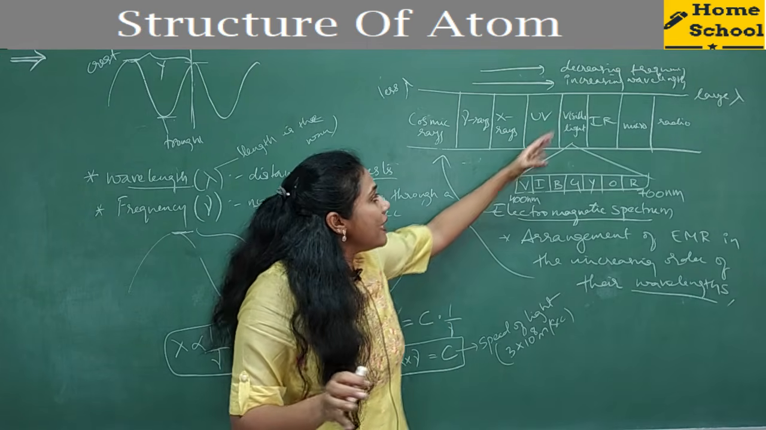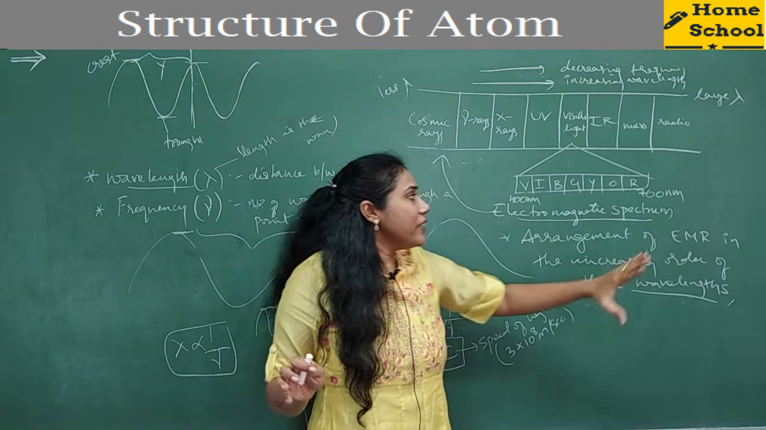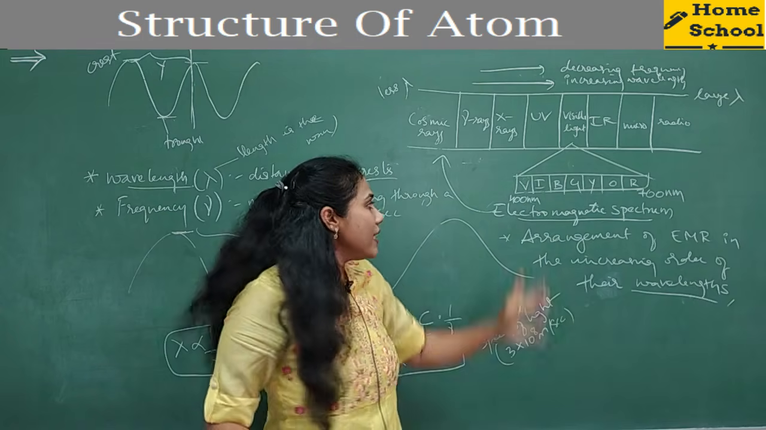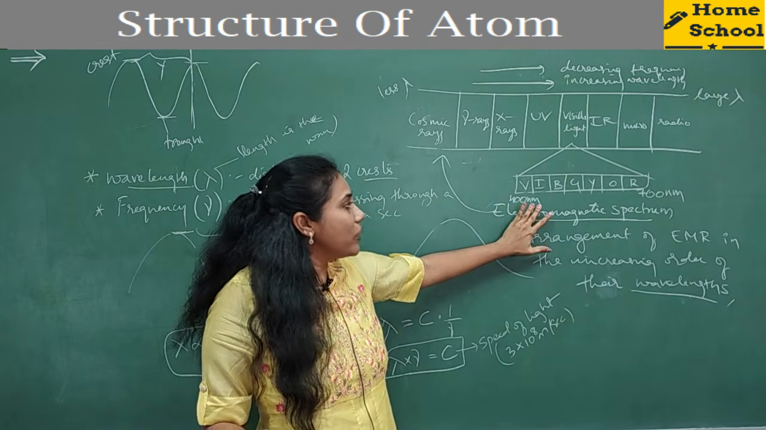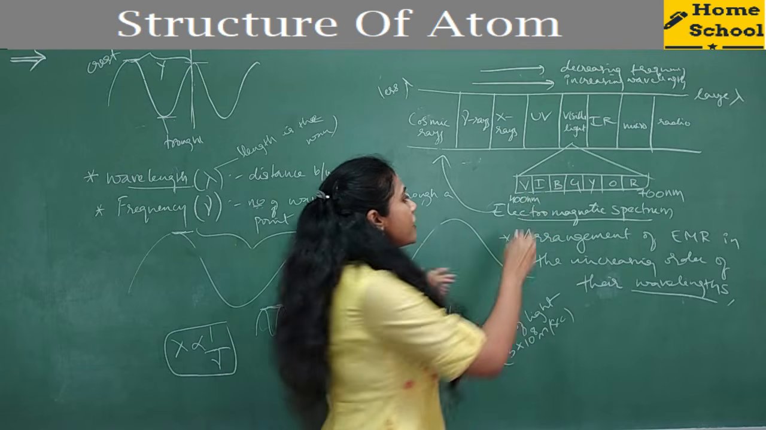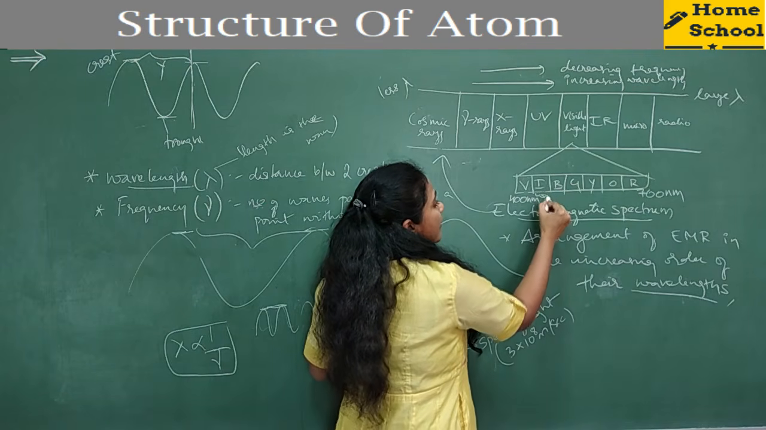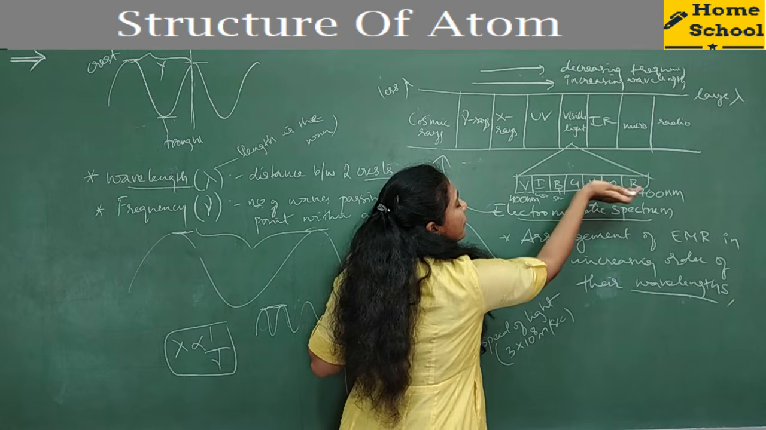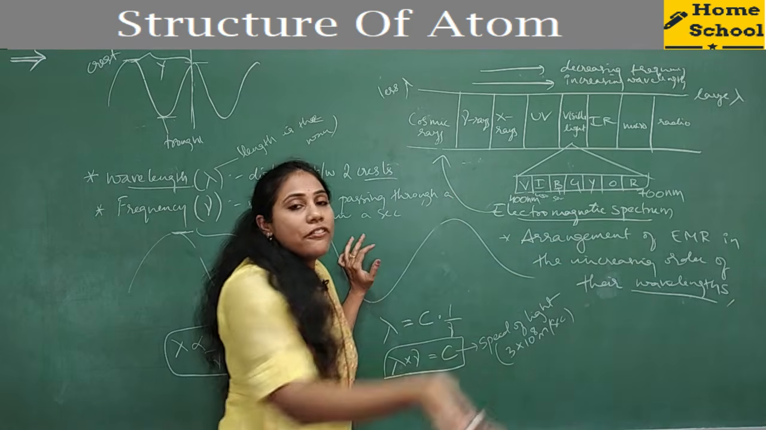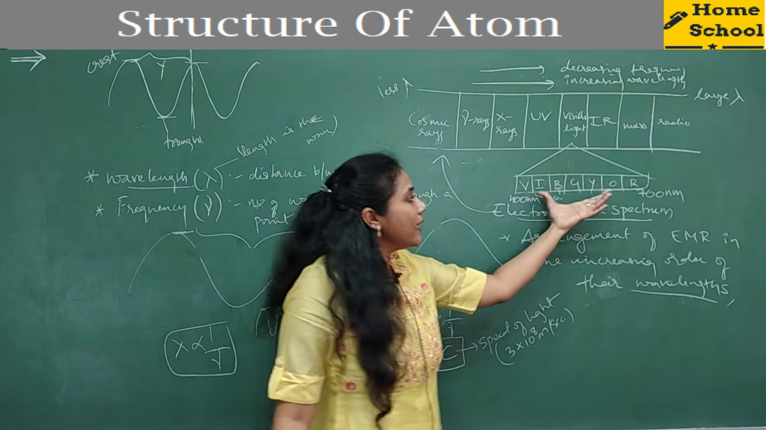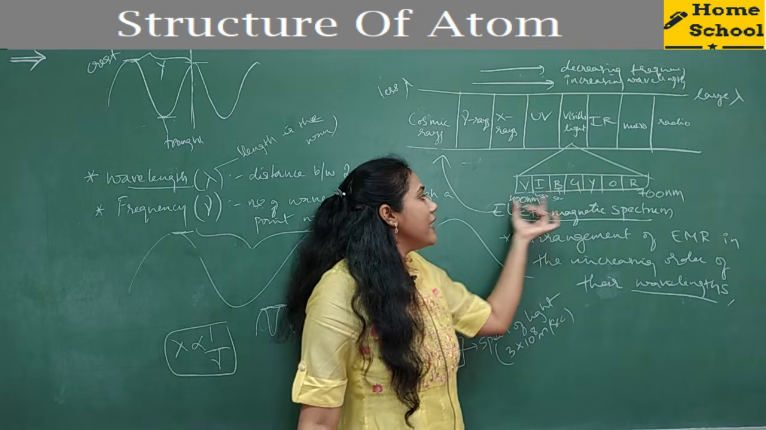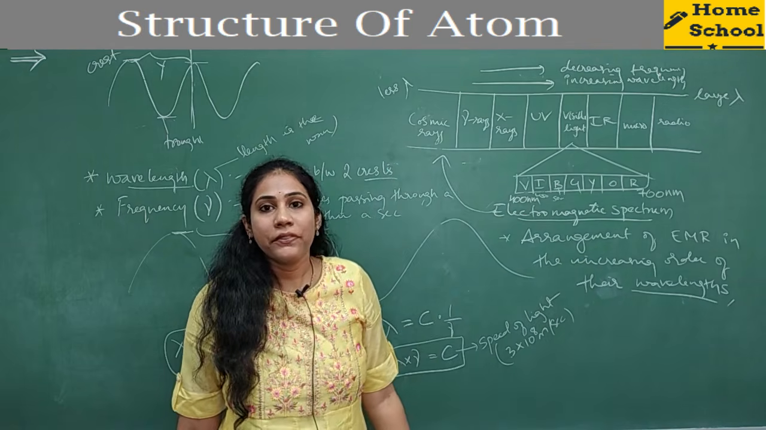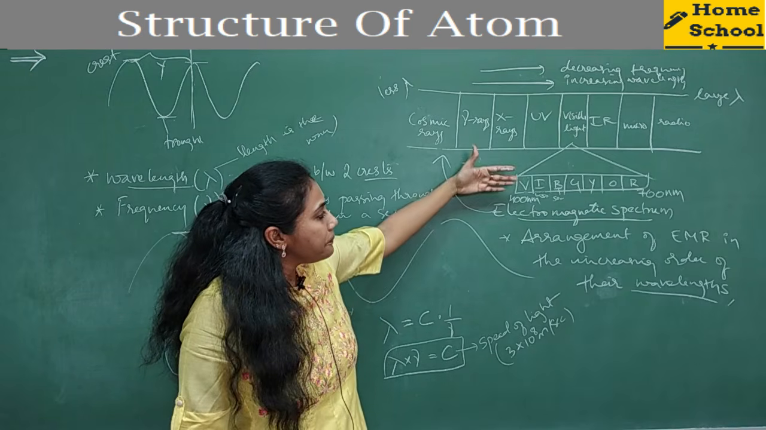So visible light is made up of 7 different radiations, and each radiation has a particular wavelength. Say violet radiation has a wavelength of 400 nanometer. Indigo radiation has a wavelength of 450 nanometer. This has a wavelength of 500 nanometer. Each radiation has a different wavelength. The entire range of visible light is 400 nanometer to 700 nanometer.